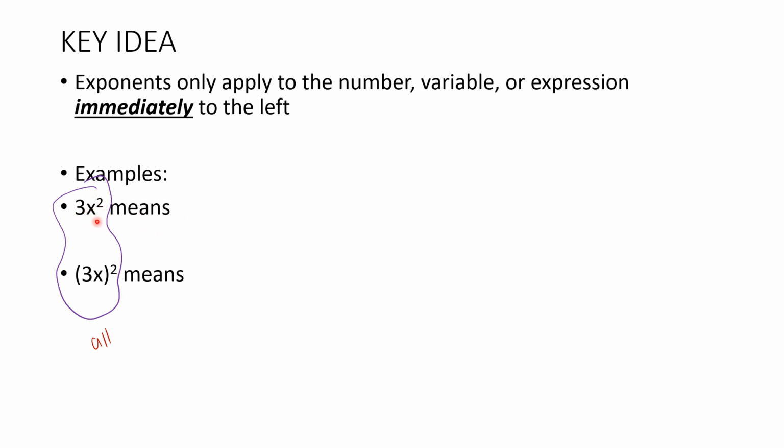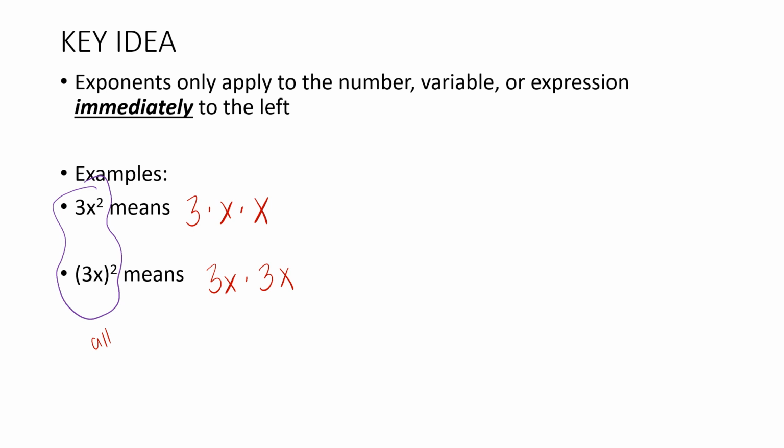In this first expression, the squaring only goes with the x. So if we were to expand that out, it would be 3 times x times x, because only the x is being squared. In the second expression, because the 2 is outside the parentheses, and we know that parentheses will get multiplied in as a group, this would actually be 3x times 3x. So in one of them, you're squaring the 3. The other one, you are only squaring the x.